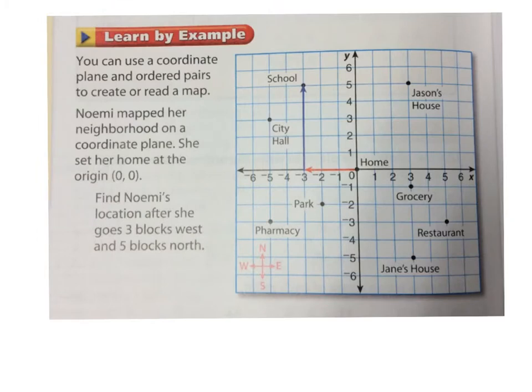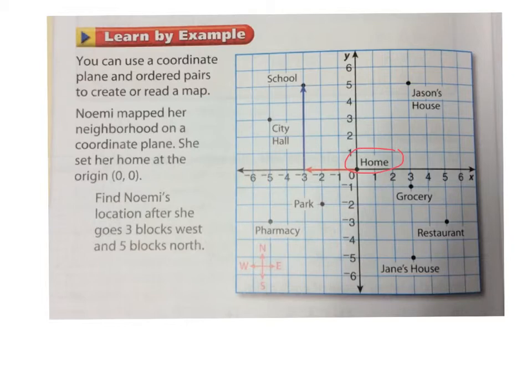My next point: you can use a coordinate plane and ordered pairs to create or read a map. Noemi mapped her neighborhood on a coordinate plane. She set her home at the origin, 0, 0. So you can see right here, 0, 0 is her home. Find Noemi's location after she goes 3 blocks west and 5 blocks north. Remember, pretend each square is 1 block.